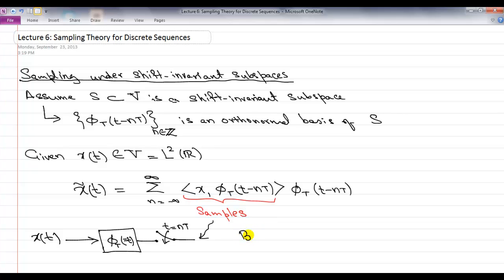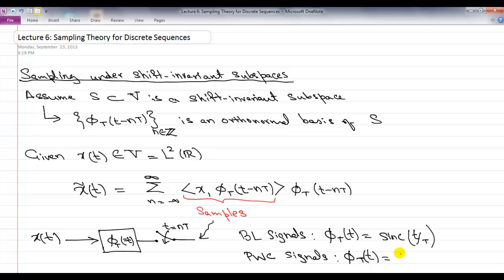So if you have band-limited signals, then phi of t is simply given by sinc of t over capital T. Similarly, if it's the piecewise constant class, then we saw that this is given by the indicator function from 0 to T, and if you want to orthonormalize it, you should divide by square root of T.